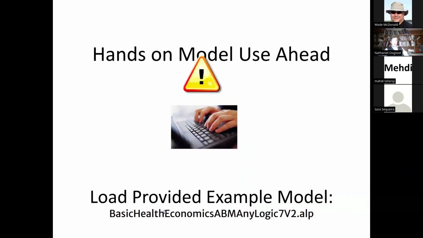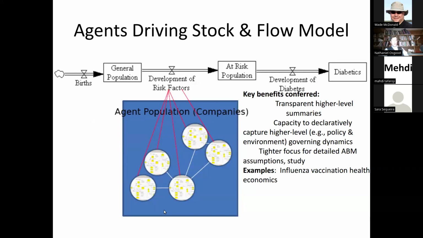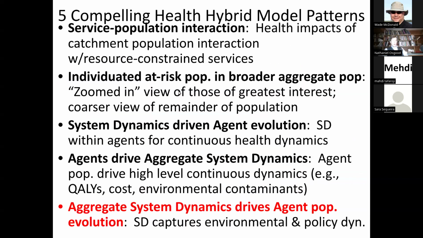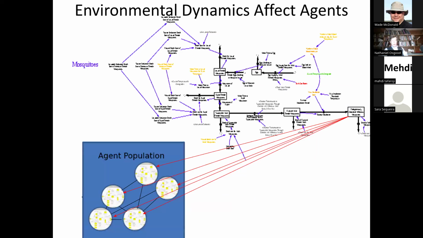And there's the basic health economics model, which we've already looked at, which basically confers something like this. We have a high level one that accumulates high level stock and flow, which accumulates life years lived, or accumulates qualities, or accumulates undiscounted costs or discounted costs. And then we have a set of individuals who contribute to that accumulation over time. Finally, there's a model where we have an aggregate system dynamics model, which drives an agent population.